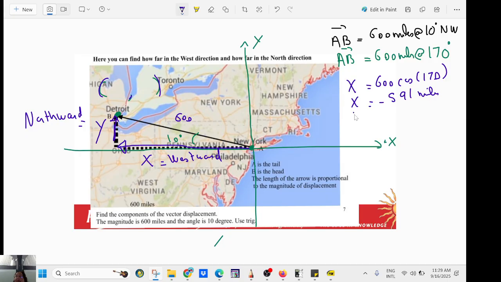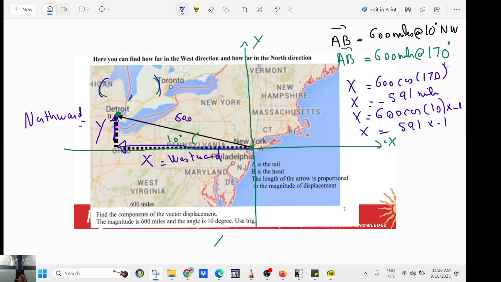I'm sure I'm going to get the question: why can you do cosine 10? Yes, you will get the same thing, but then you will have to do a -1. So that will be 591, but you have to remember to do -1. Yes, you have two ways to do it. You can use your trig skill, or you can do just 600 cosine 170. Do you all agree?